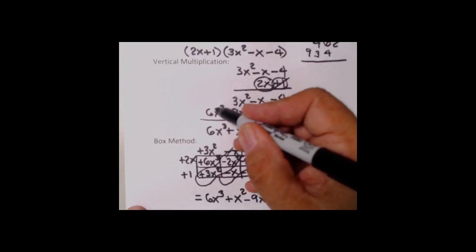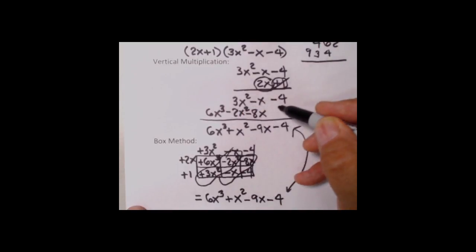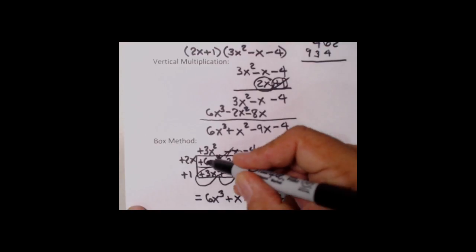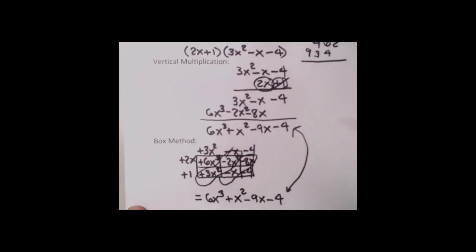If you look at all the terms here in the partial products of vertical multiplication, you'll see exactly the same matching terms in the boxes right here.